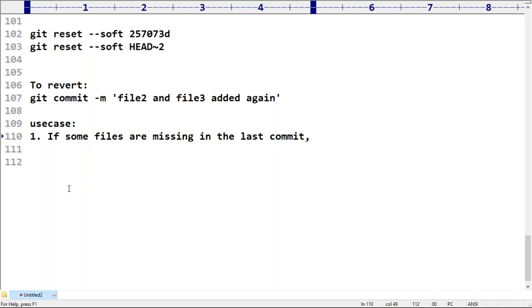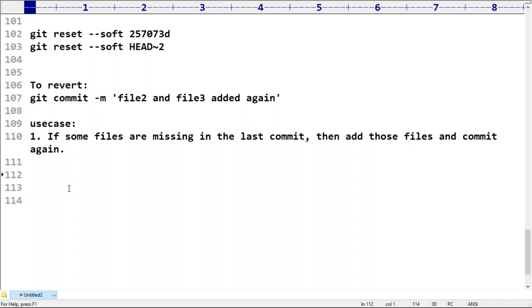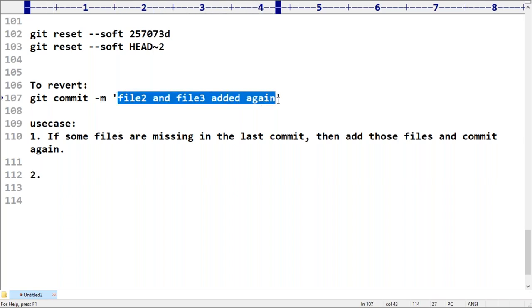Can you please reset that commit, meaning delete that commit, and then add those files and commit again? Have you observed, right? If some files are missing in the last commit, then add those files and commit again. Next, second, suppose I added this commit message, but in the commit message I want to add a defect number also. By mistake, I forgot to add the defect number, I forgot to add the requirement ID.